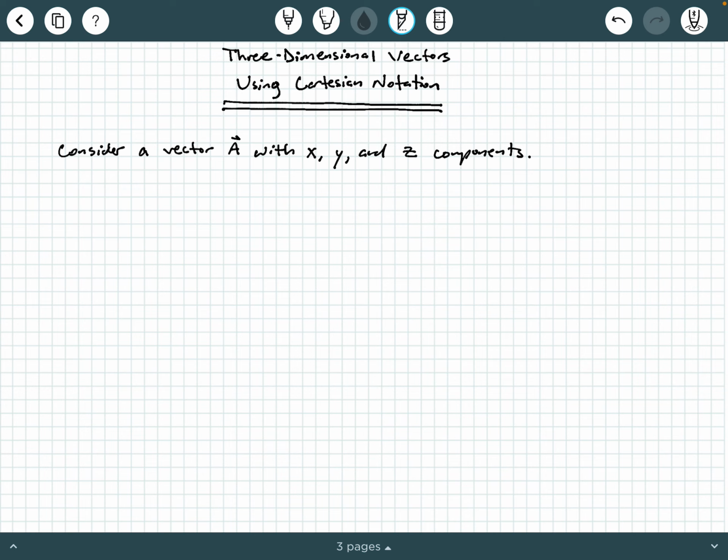And we've mentioned in some previous videos that when we're dealing with two-dimensional vectors, using scalar notation is usually more convenient. But when we deal with three-dimensional vectors, that's where Cartesian notation is going to be a bit more convenient and almost necessary for most cases. So let's go ahead and start exploring this.